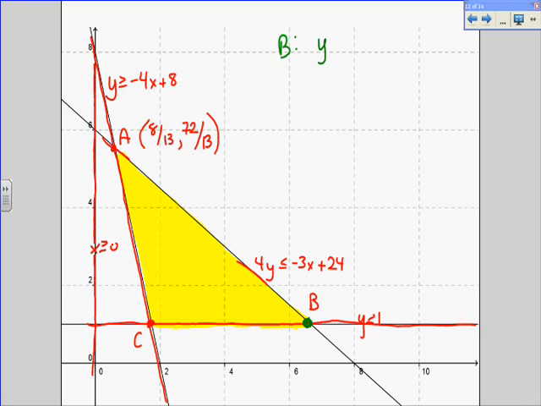intersection of y equals 1, that line y equals 1 here, and 4y is less than or equal to negative 3x plus 24. We would replace that with an equality. So 4y is equal to negative 3x plus 24. Well, this one's a little bit more straightforward. We can actually just substitute y equals 1 into my second equation here. So 4 times 1 is equal to negative 3x plus 24.